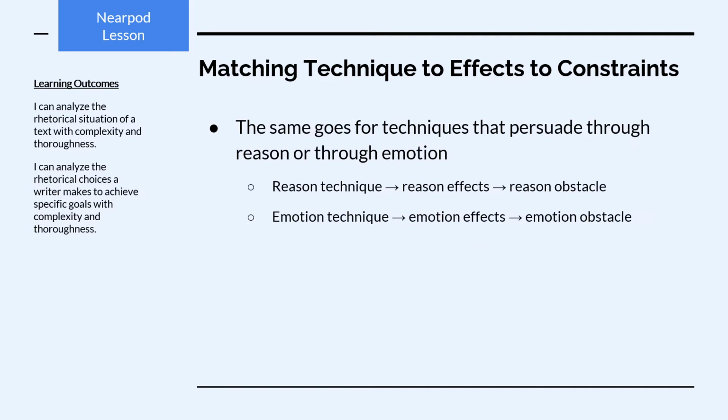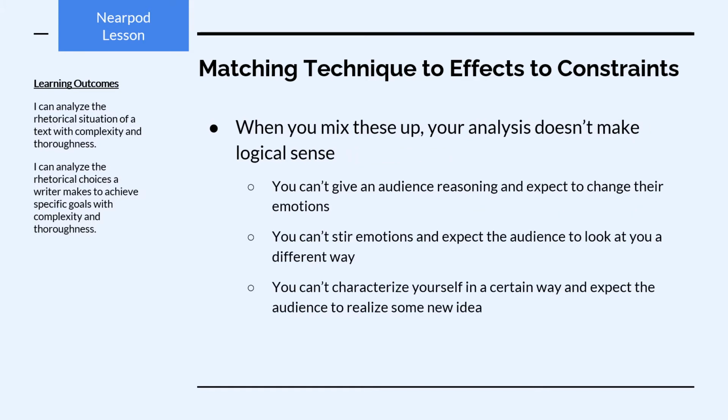The same goes for techniques that persuade through reason or through emotion. If you identify a reason-based technique, you need to talk about reason-based effects and connect it to a reason-based obstacle. If you identify an emotion choice with an emotion technique, you need to talk about emotion-based effects and connect it to an emotion-based obstacle. When you mix these things up, your analysis doesn't make sense.